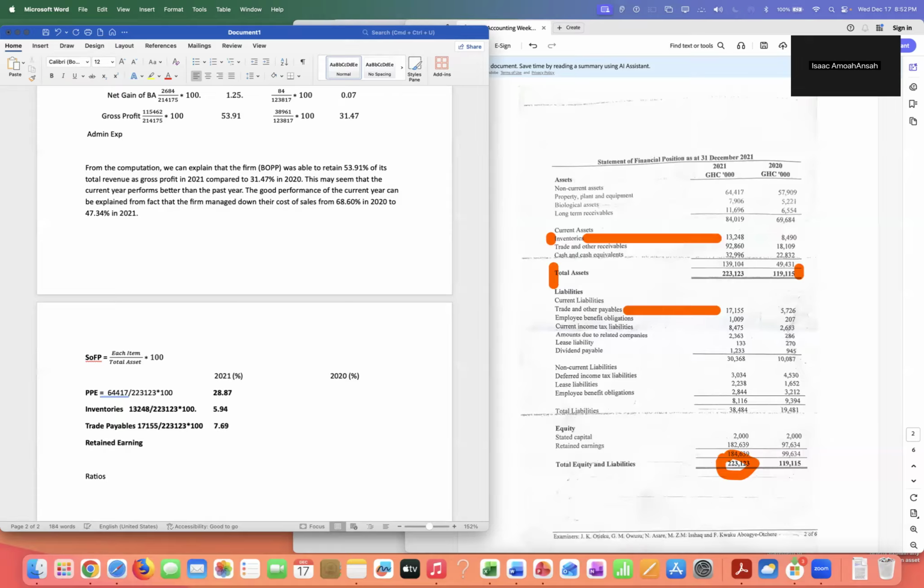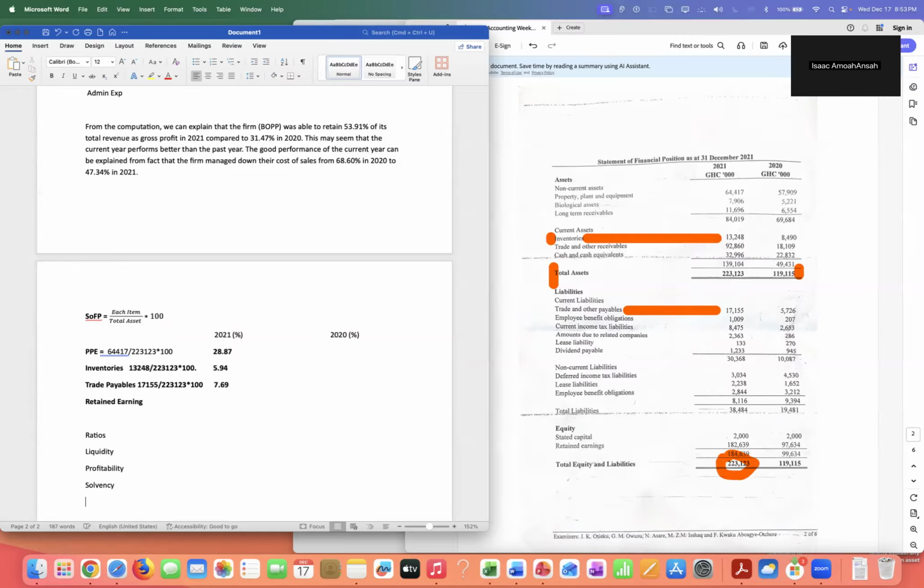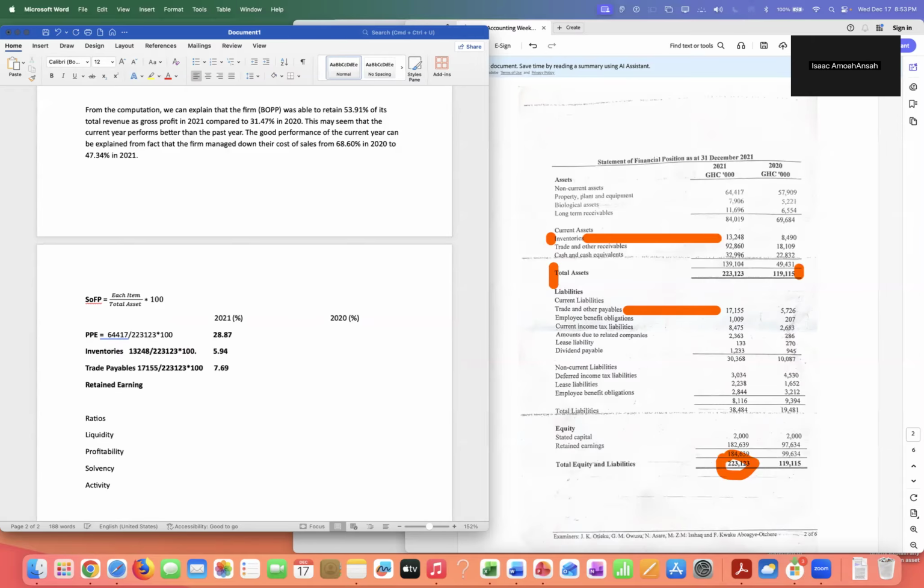Under ratios, there are 5 key ratios. Number 1, we have liquidity ratios. Number 2, we have profitability ratios. Number 3, we have solvency ratios. Number 4, we have activity ratio. Number 5, we have investor ratio or market ratios.